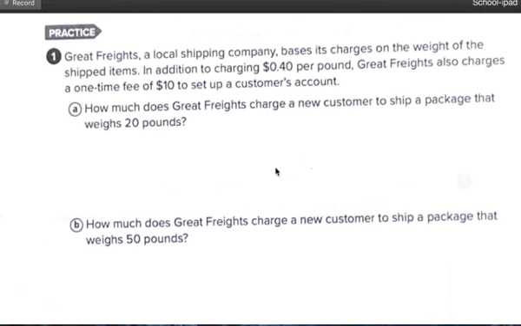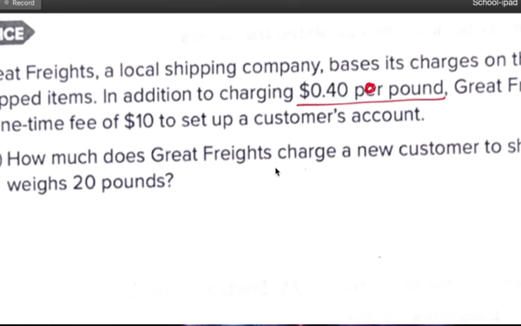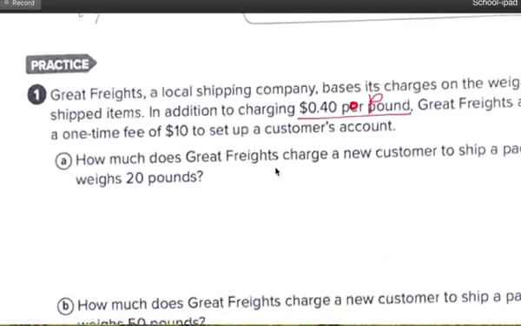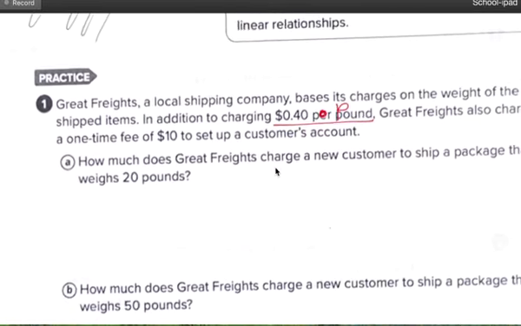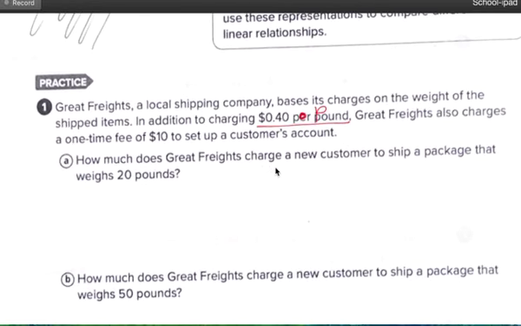Great Freight, a local company, based its charge on the weight of shipping items. In addition to charging 40 cents per pound, per means times, because it's adding each pound. Let's use P for pound, unless they say to use another variable later on. Great Freight also charges a one-time fee of $10 to set up a customer account. How much does Great Freight charge a new customer to ship a package that is 20 pounds?